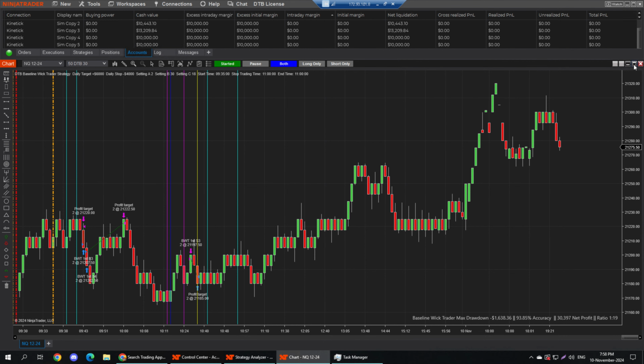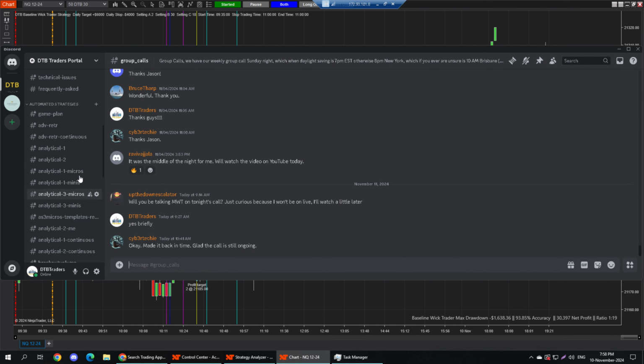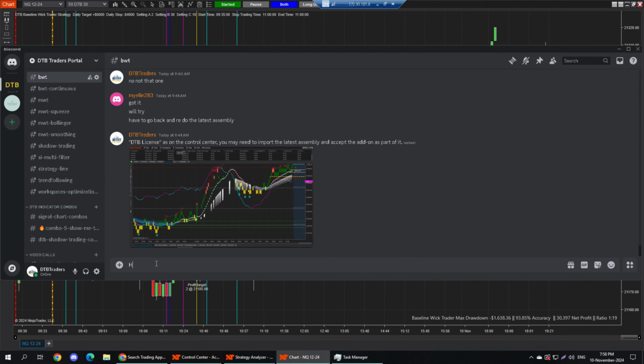So there you've got that. Now what you can do is go into the baseline Wick Trader chat as a member, and you can say, hey guys, this NQ template looks awesome.